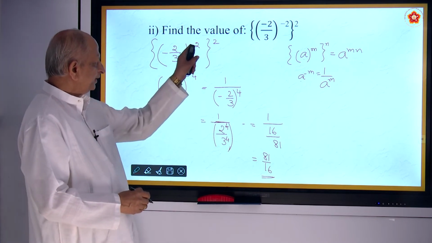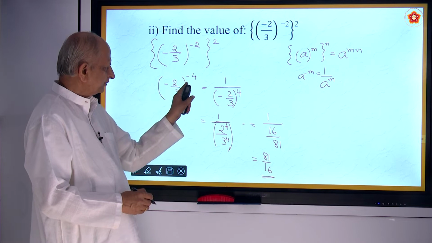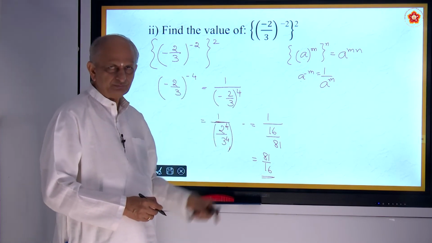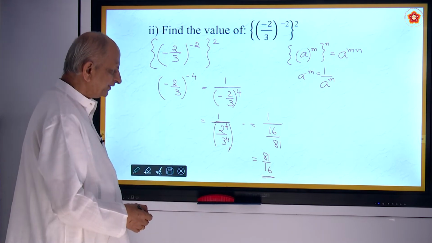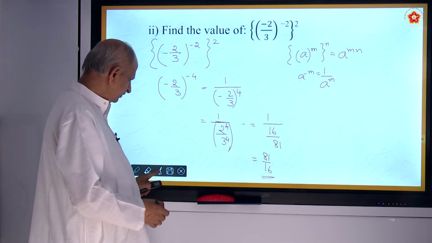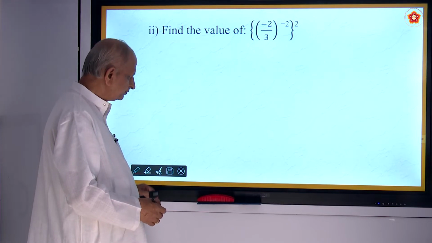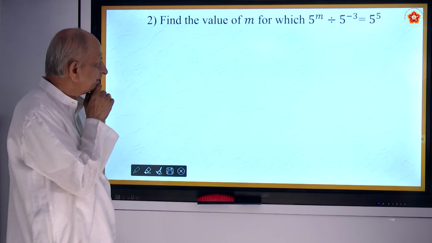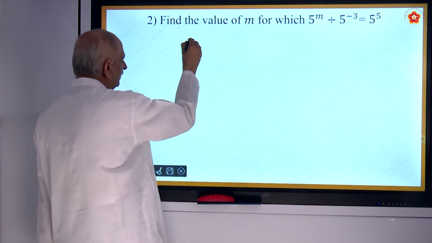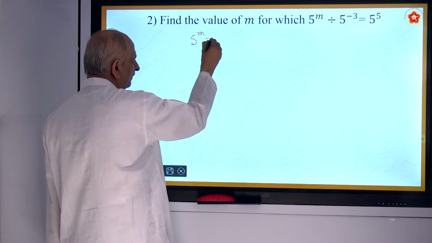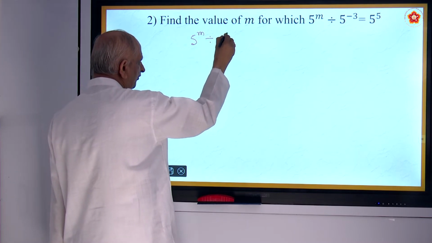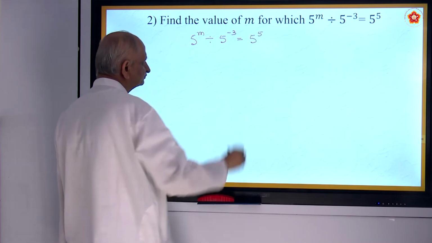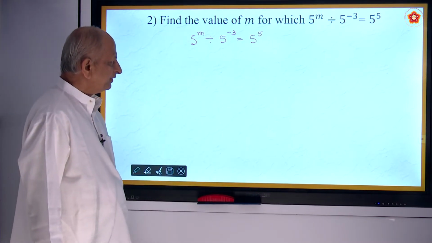Okay. First what you did, you multiplied these two. You got this. The minus is there, bring it plus here. Then find the value. That's all. So interesting, right? So one more question is there. Copy down. Next question. Find the value of m for which 5 to the power of m divided by 5 to the power of minus 3 is equal to 5 to the power of 5. They are asking for what value of m.